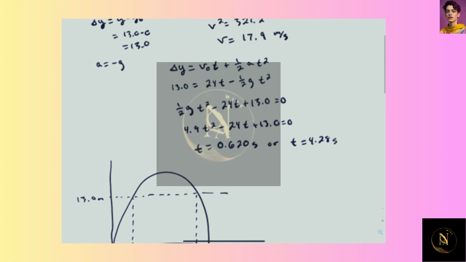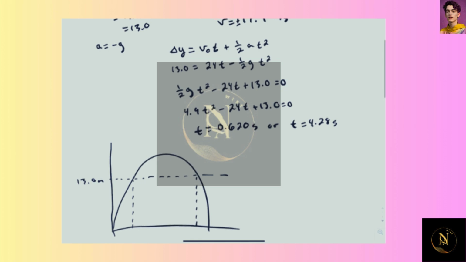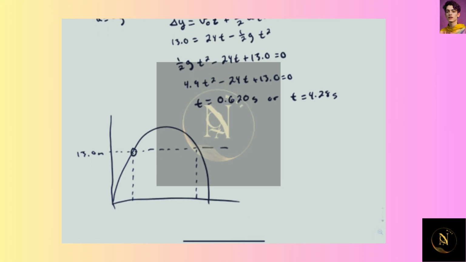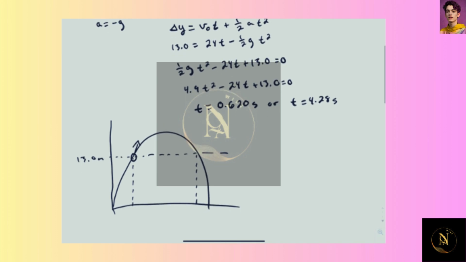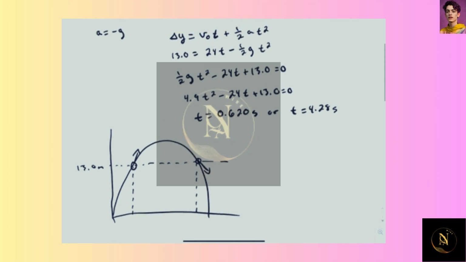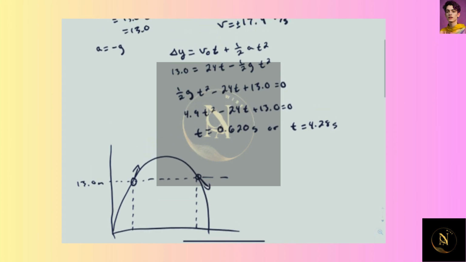And that's why for v here, it can be plus or minus. The magnitude is always positive, but the direction can change because at this point we have positive 17.9 meters per second, and at this point we have negative 17.9 meters per second. And this is how we get two solutions for t and actually two solutions for v as well.